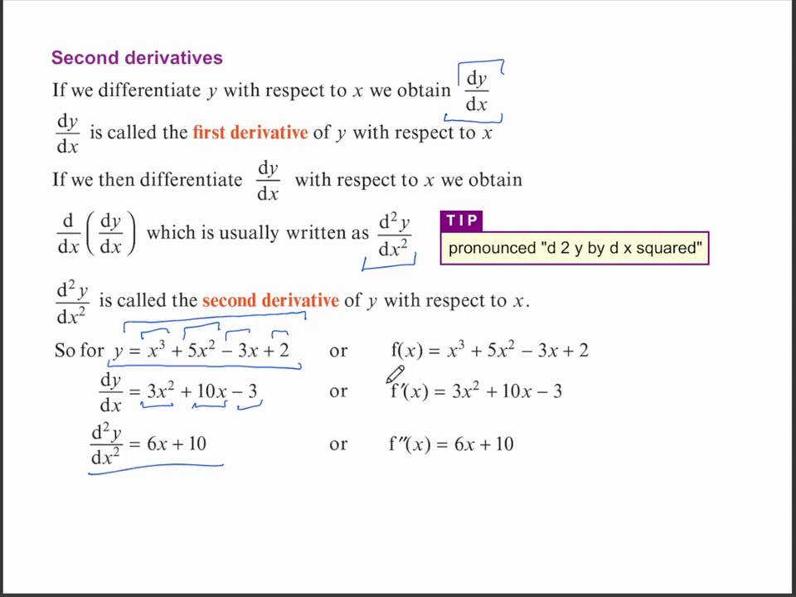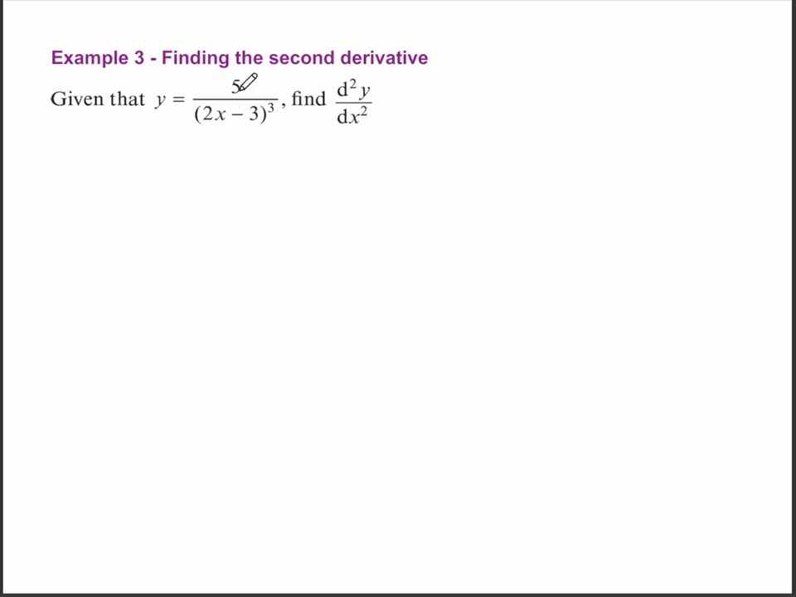Obviously, that can apply to functions as well, where instead of writing f with one dash and x, which is the first derivative of the function f(x), you will write f with two dashes and x. So this is the second derivative of f. That's how it's written. So let's do an example. Given 5 over (2x - 3)³, find the second derivative. So 5/(2x - 3)³ is just 5 times (2x - 3) to the power of -3.